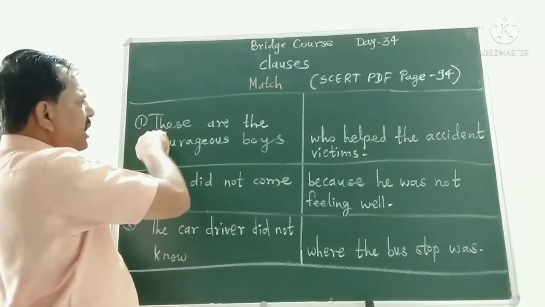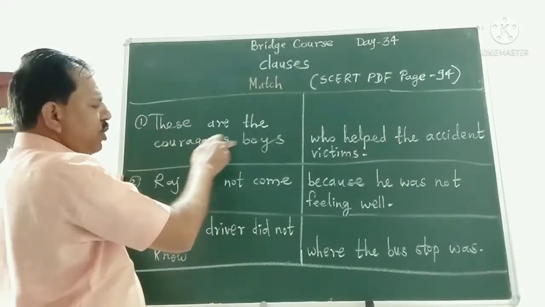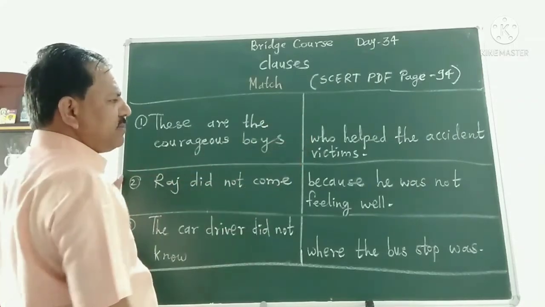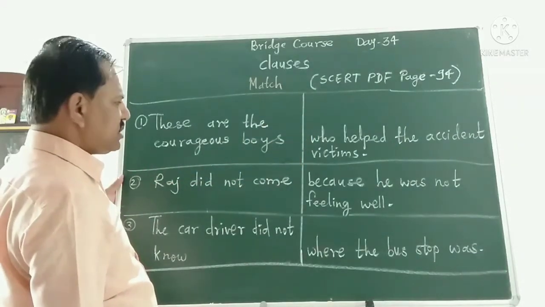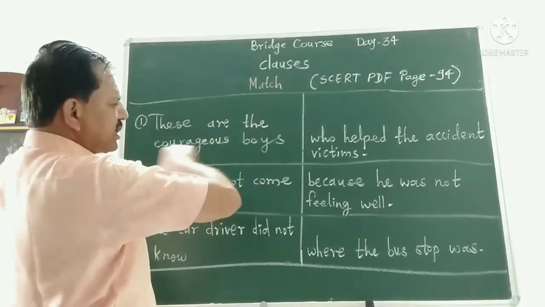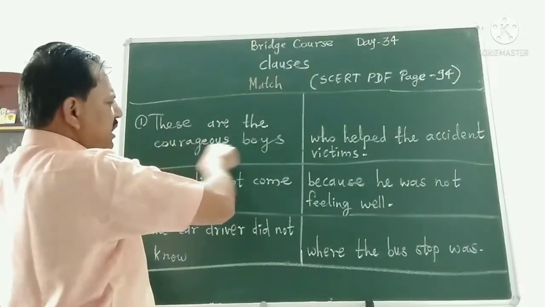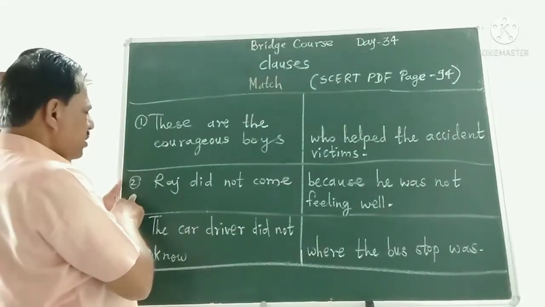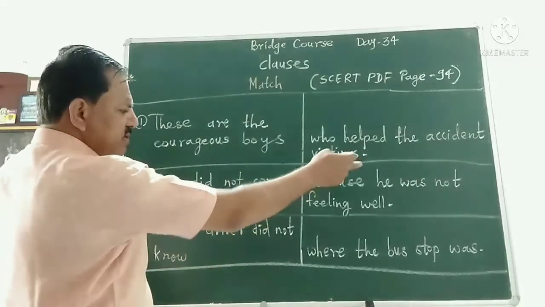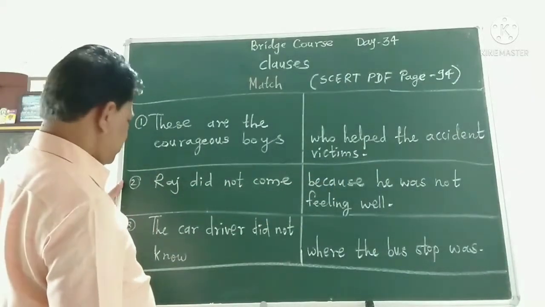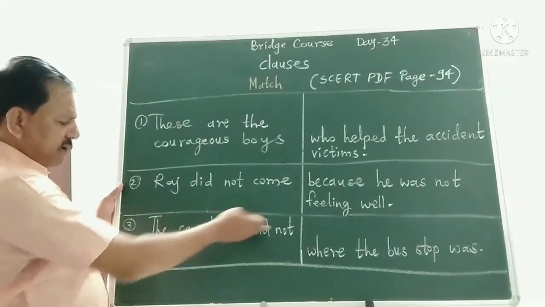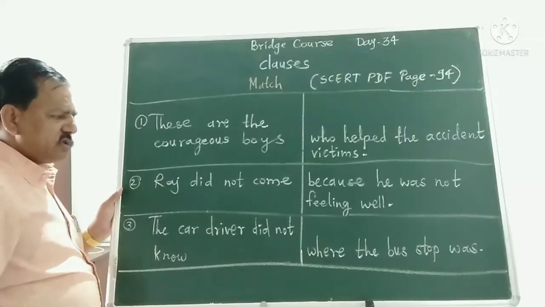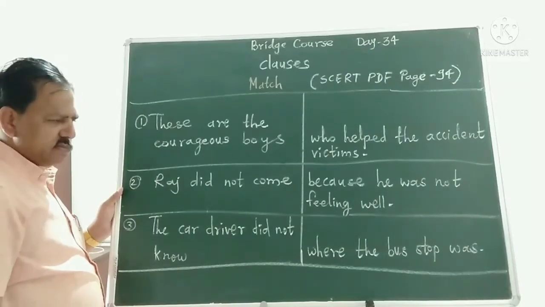Number 1, from A column, these are the courageous boys. The matched subordinate clause is who help the accident victims. So the complete sentence becomes meaningful. These are the courageous boys who help the accident victims. Number 2, Raj did not come because he was not feeling well. And number 3, the car driver did not know where the bus stop was. In this way, it was supposed to be matched.